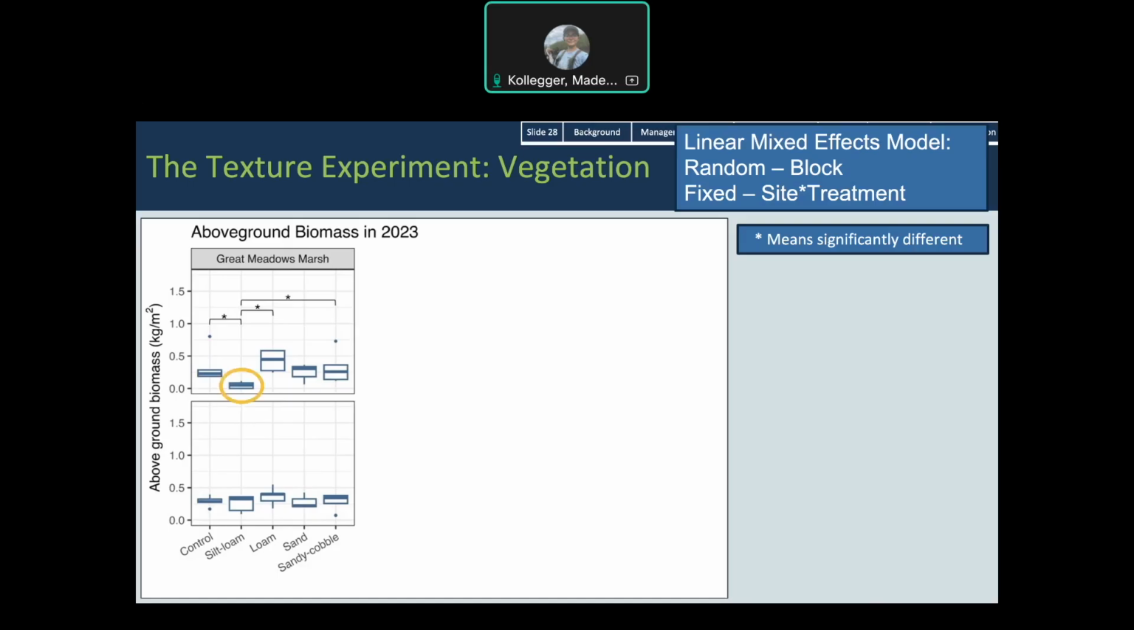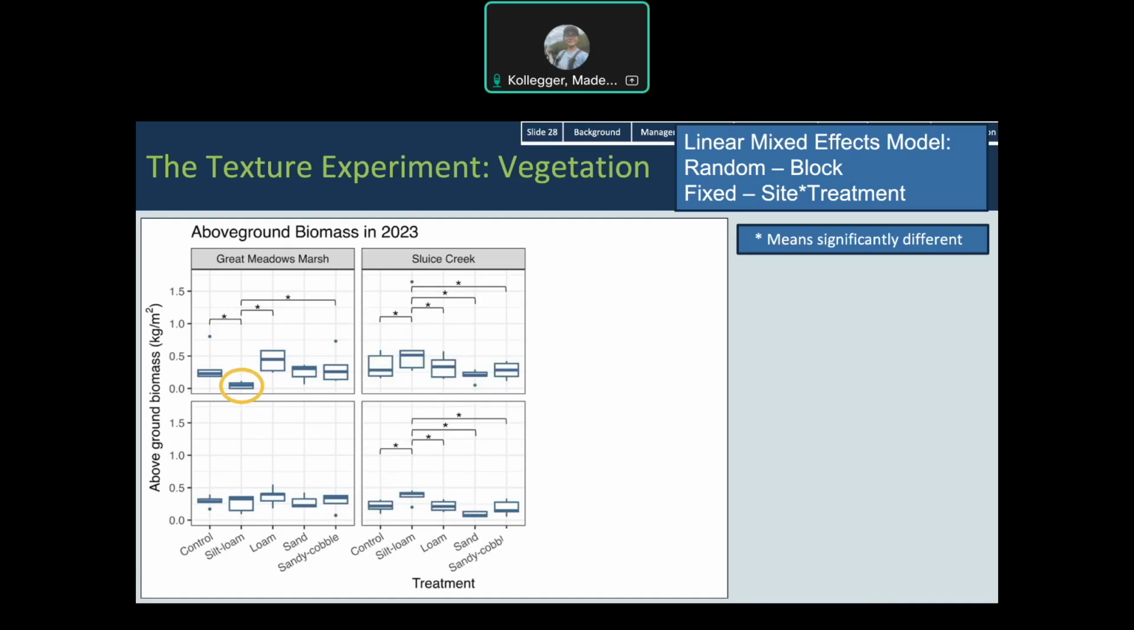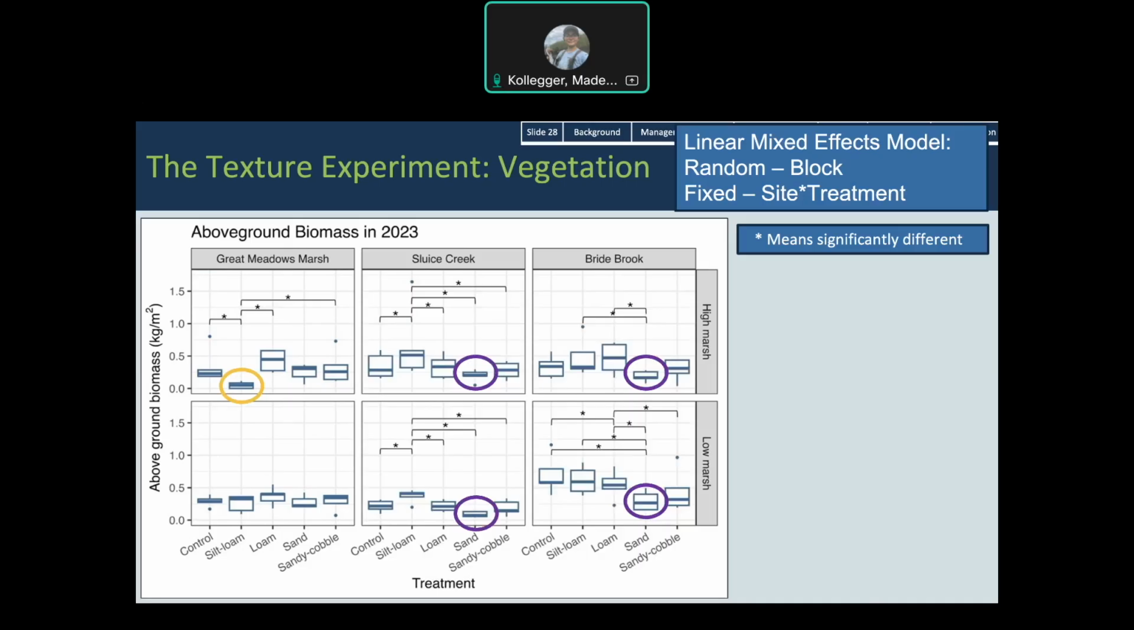What I want you to notice is that silt loam in the high marsh at Great Meadows Marsh is significantly lower than a number of other plots out at the marsh. And so we had less above ground biomass in that plot. If we look at Sluice Creek, though, we actually see significantly lower above ground biomass in the sand plots, and that extends to the plots at Bride Brook.